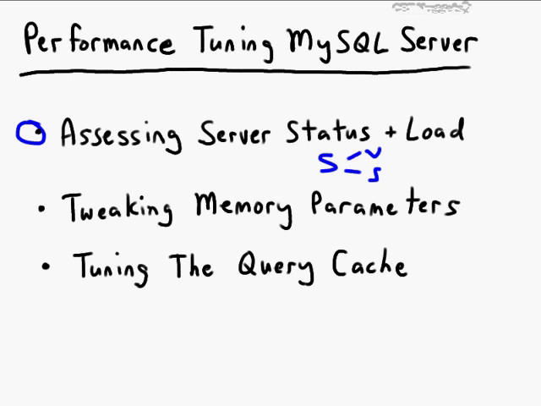Once we have that information, we can then turn to setting important performance-related and memory-related system variables. We looked at tweaking memory parameters and the query cache, both of which can be awfully helpful in making your MySQL server perform better based on your business environment.